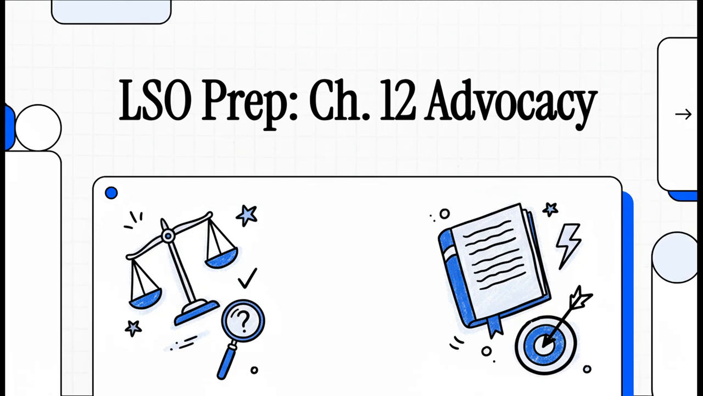All right, future paralegals, let's get into it. We are tackling one of the absolute most important chapters for your licensing exam and honestly for your entire career. Chapter 12, Advocacy. We're going to break this down exam style so you can spot the issues, know the rules, and absolutely nail those questions when the clock is ticking.